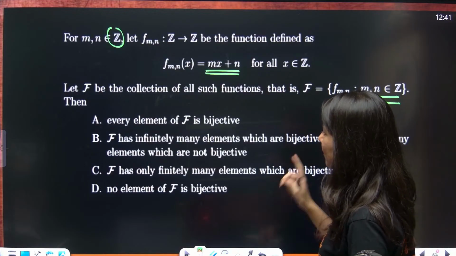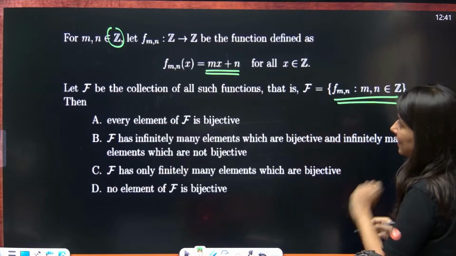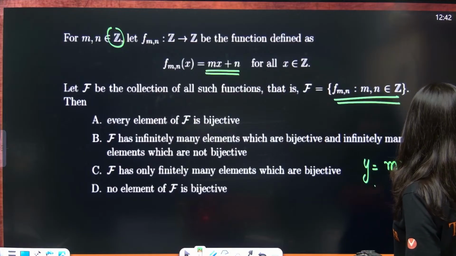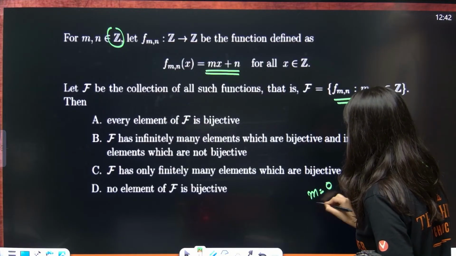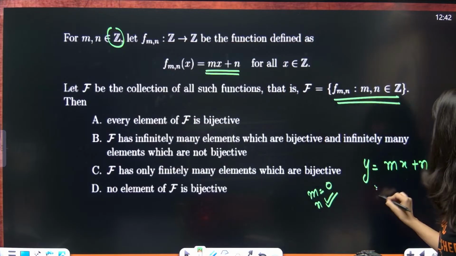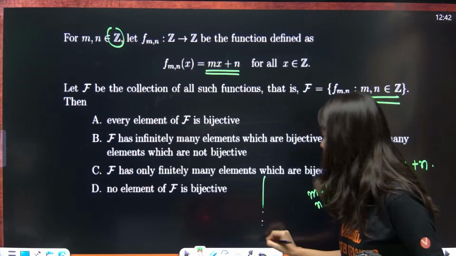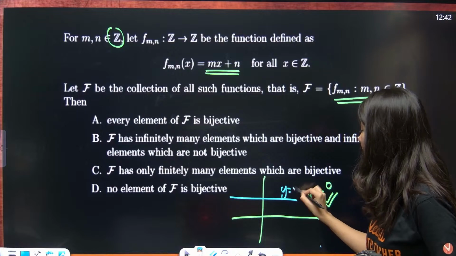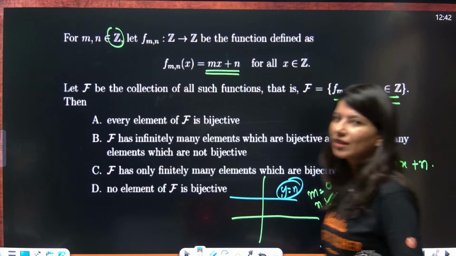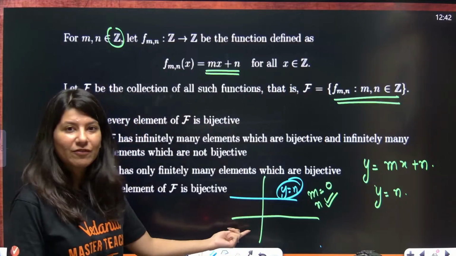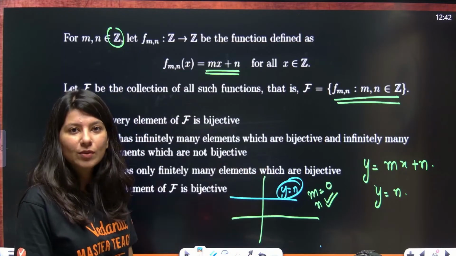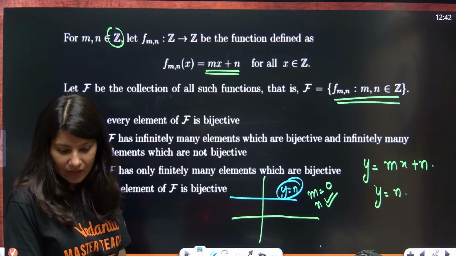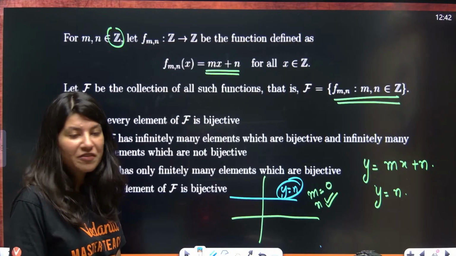Now they are talking about bijectivity. Let me tell you one thing. y is equal to mx plus n. If I put m as 0 and n can be anything, that gives y is equal to n, and y is equal to n is a horizontal line. These types of functions are not bijective, by the way. Because if you put x equal to 1, you get y equal to n. Put x equal to 2, y is equal to n. These are many-one functions, and many-one functions are not bijective.